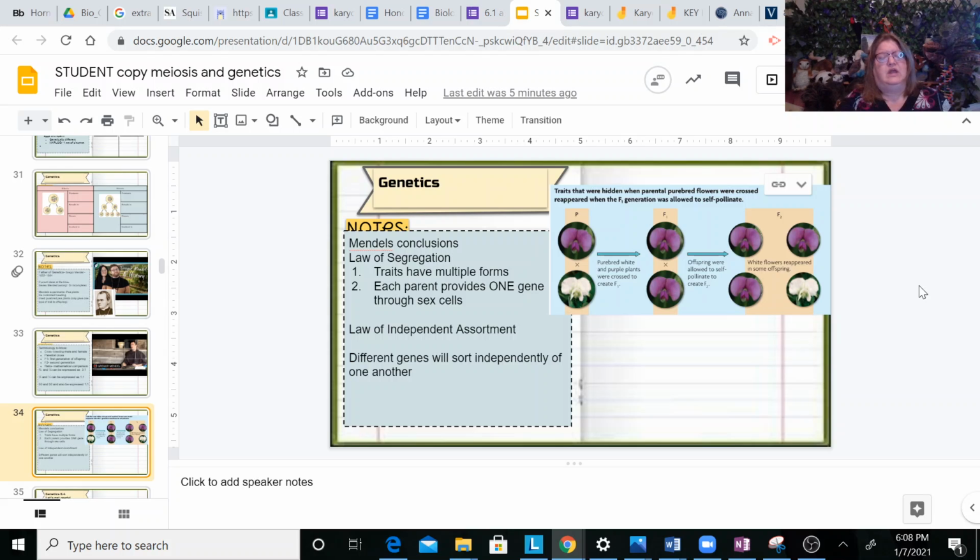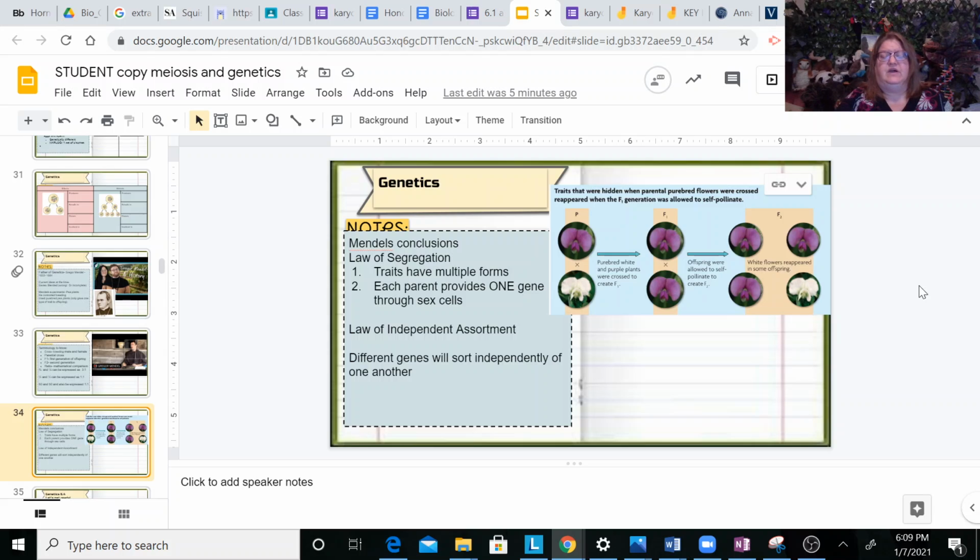And then as you watched in the videos, you saw that Mendel came up with a couple of conclusions. He realized that each parent can contribute one factor or trait. He didn't know what that was. You notice in the video, they said that we didn't know about DNA back in the 1850s, but Mendel realized that each parent provided one factor or one gene through those sex cells. And he called that the law of segregation. So each parent can only give one. Each parent had two, but each parent only gave one to the offspring.